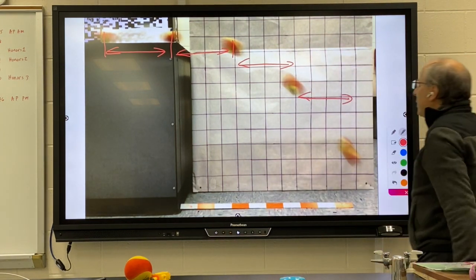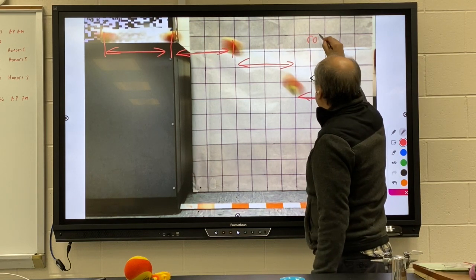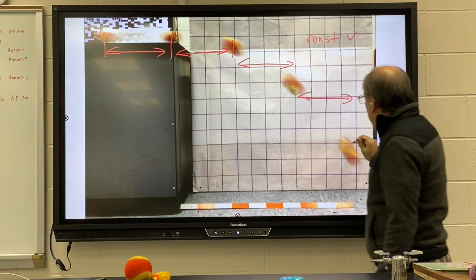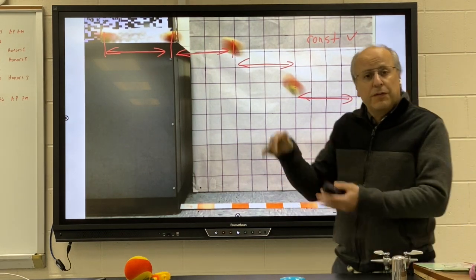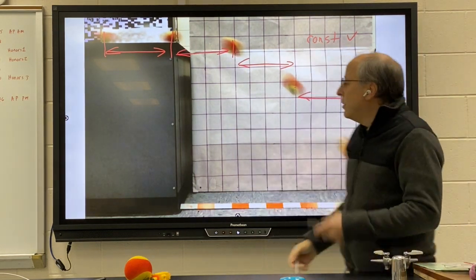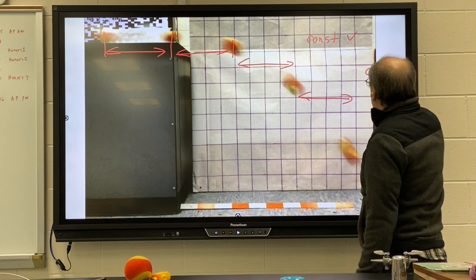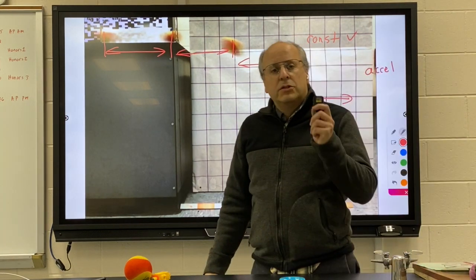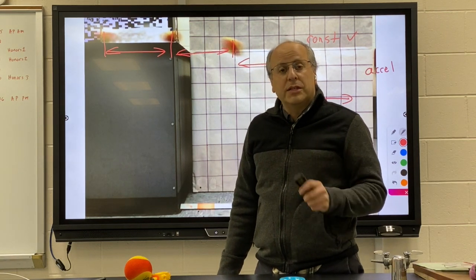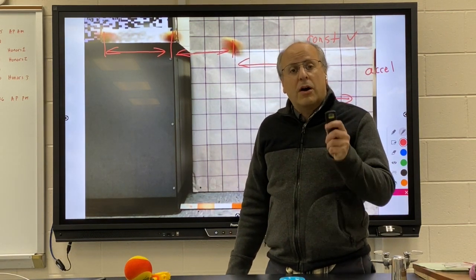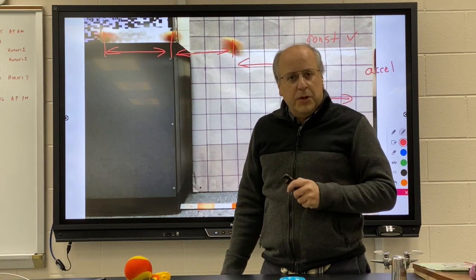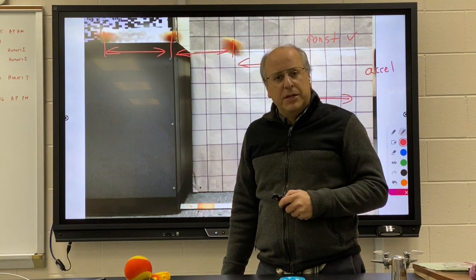So horizontally, it moves with a constant speed, and vertically, you can see it getting faster and faster, falling farther and farther. So vertically, it accelerates because of gravity. So again, horizontal motion does not affect vertical. Horizontal takes place at a constant speed. Vertical motion accelerates because of gravity.